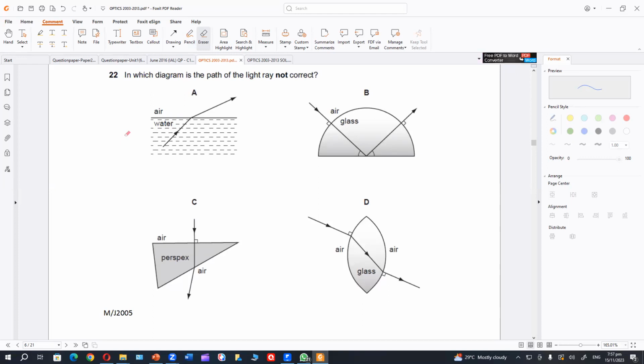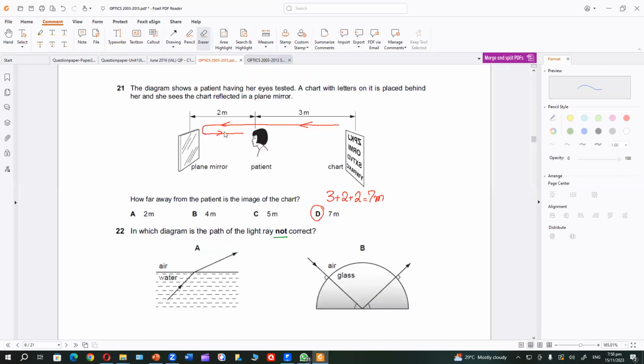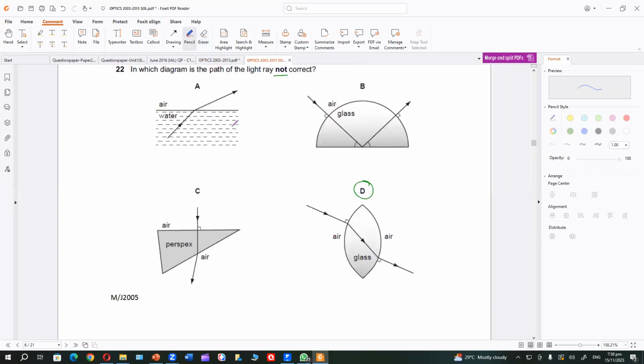In which diagram is the path of the light ray not correct? Now, this is a technical question. Remember the rule: when light travels from denser to lighter, it bends away from the normal. So, A is right. When light enters a medium at 90 degrees, it does not bend. That is why if a 90 degree entry is bending, it will be wrong.